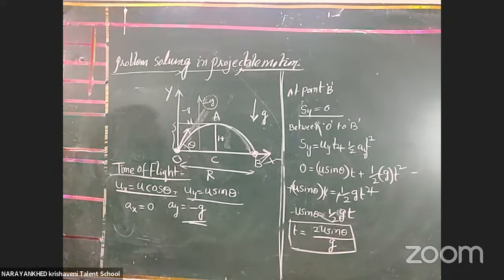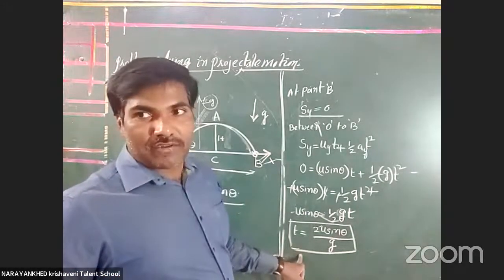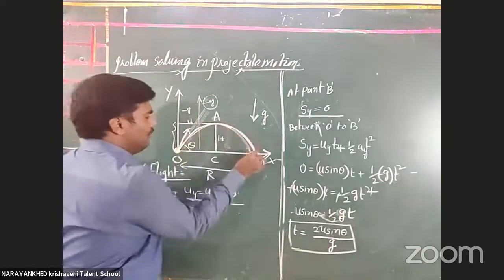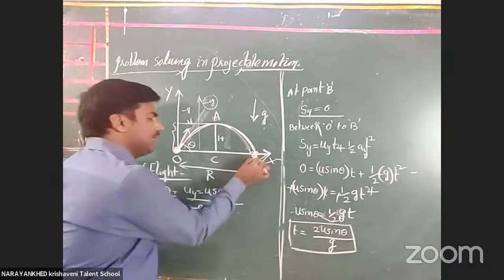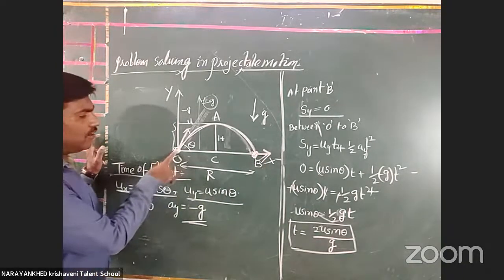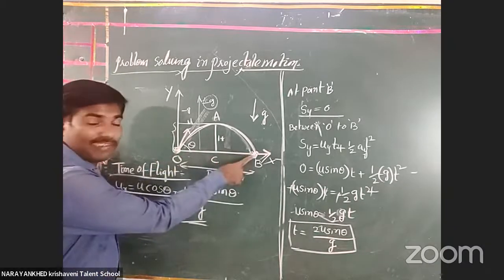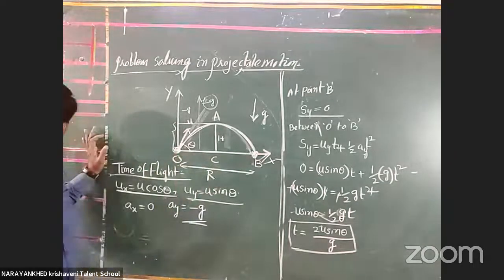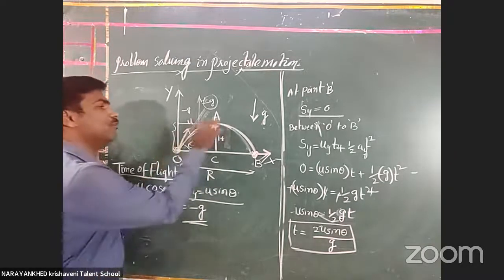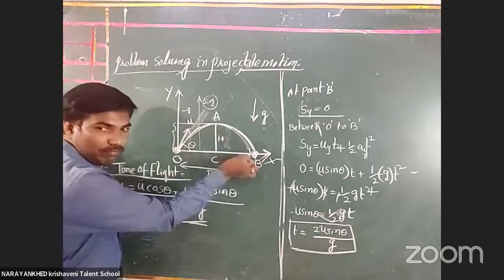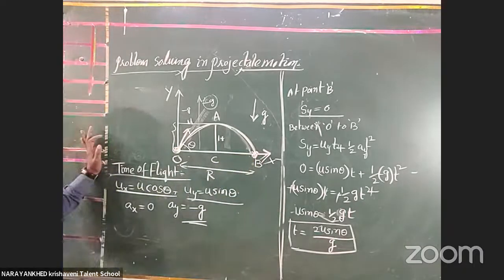In this manner only we have to find out everything. Here what we considered, this T is equal to 2U sin theta by g, is from where? From here to here. But at O and at B, the T becomes 0 only. Clear or not? Why? Because it has not started here, it does not contain any height. At O and at B, what is the T value? 0 only. But between O to A to B, at that time only the time of flight becomes 2U sin theta by g.